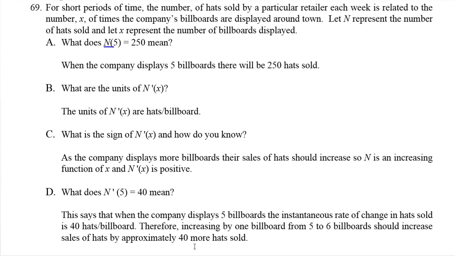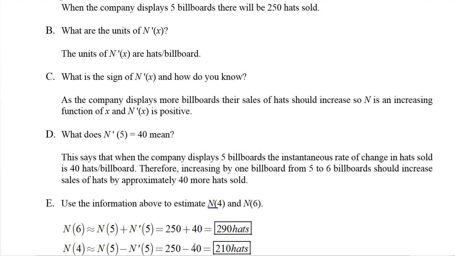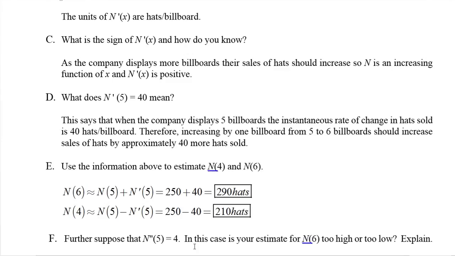If the derivative of N at 5 is 40, what does that say? Well, it says at the point where they're displaying 5 billboards, the instantaneous rate of change in hats sold is 40 hats per billboard. So if you increase one billboard, say from 5 to 6, that should increase the sale of hats by approximately 40 more hats sold than we had before. We can use this to estimate N of 4 and N of 6. N of 6 is approximately N of 5 plus N prime of 5, so that's 250 plus 40. That means we had sold 290 hats, at least approximately. But N of 4 would be N of 5 minus N prime of 5. We would have done 40 less than the 250, which is a total of 210 hats.